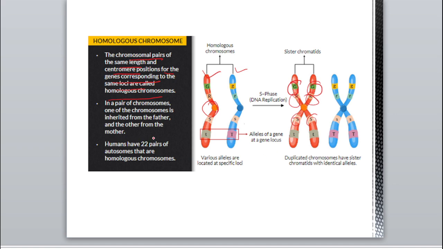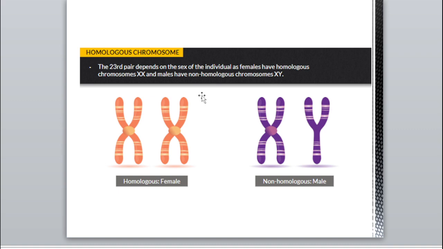Humans have 22 pairs of autosomes that are homologous. Basically we have 23 pairs of chromosomes, out of which 22 are autosomes, and they are homologous. They are identical. They have the same alleles. Duplicated chromosomes have sister chromatids with identical alleles. We can see they have identical alleles, right? So this is the homologous chromosome.